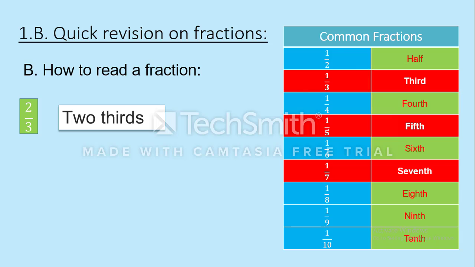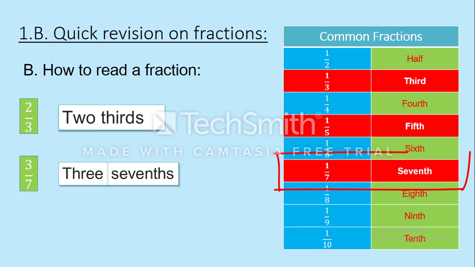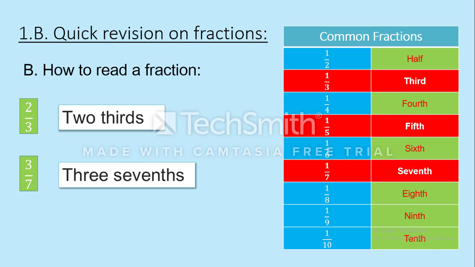The second example, we have 3/7. We have 3 in the numerator, so we will write it as it is, 3. And the second part, we have 7. So you should write 7th because we have 7 in the denominator. And you should read the fraction as 3/7.